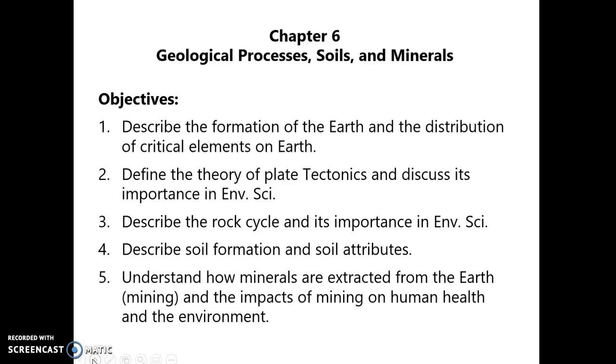And last, students will be able to understand how minerals are extracted from the earth through a process called mining, and the impacts of mining on human health and the environment. So mining, again, it's extracting minerals from the earth. It may be at the earth's surface, it may be deep below. Once minerals are extracted, they usually need to be refined and then used. And all of these things can greatly affect the environment and human health.